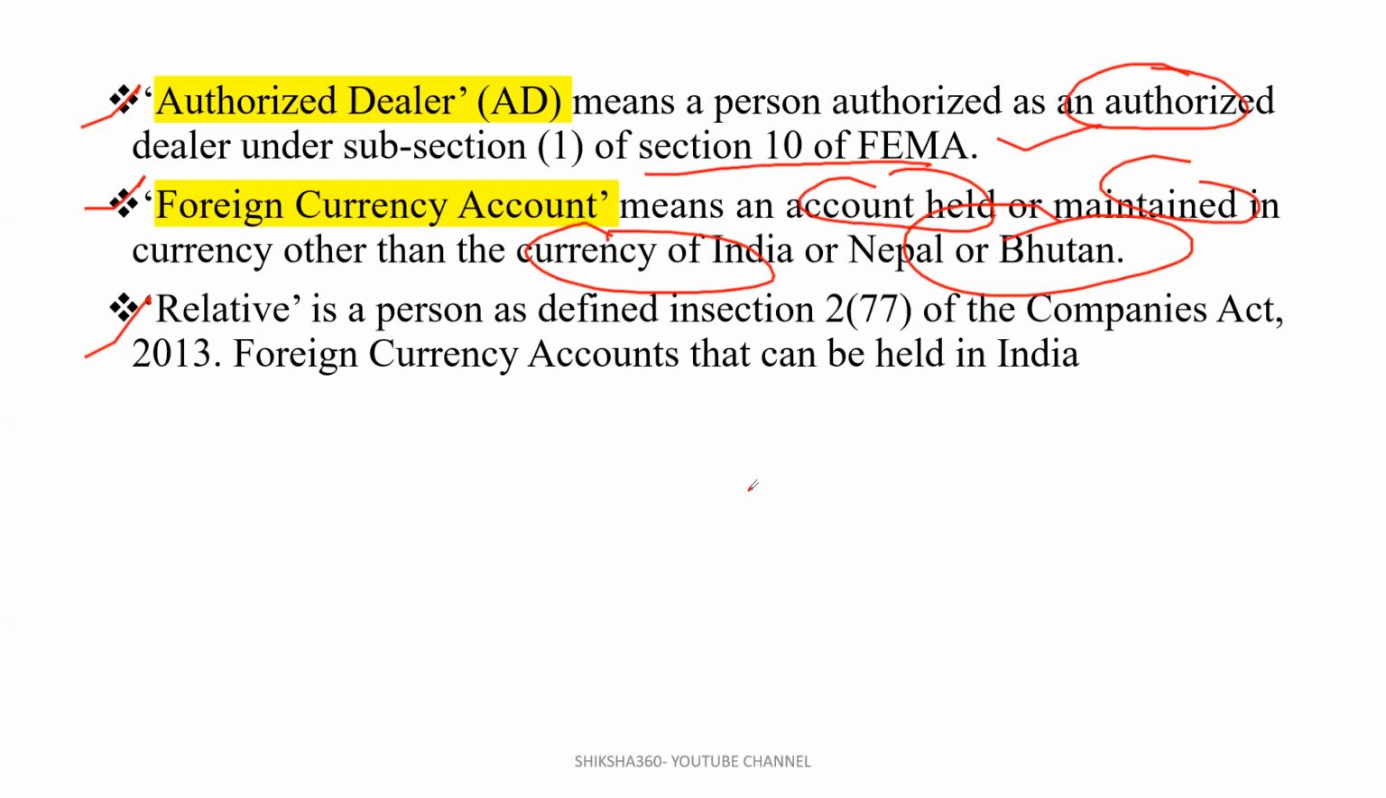Okay. Next one, that is a relative. This one is also a question in the question bank in the book. So relative, what is the meaning of that? Relative, basically, is a person as defined in section 2, subsection 77 of the Companies Act 2013. So these are the three definitions to be covered here.